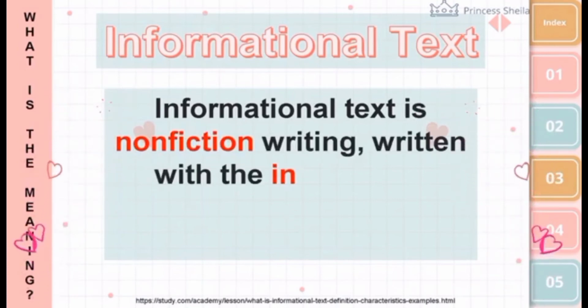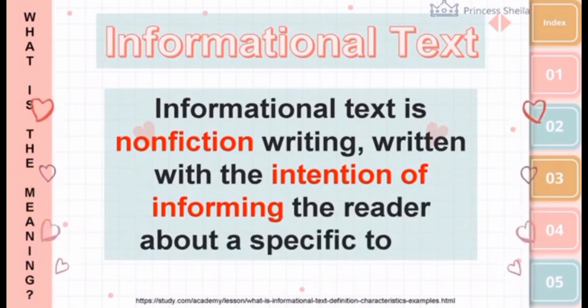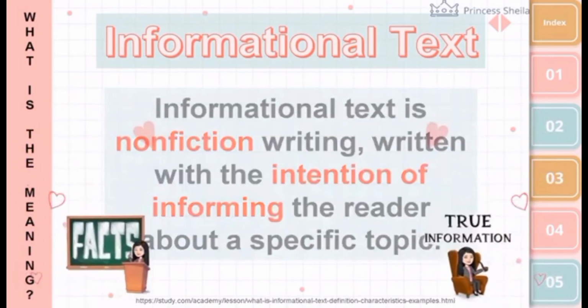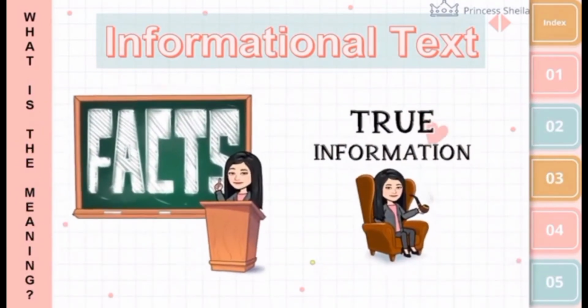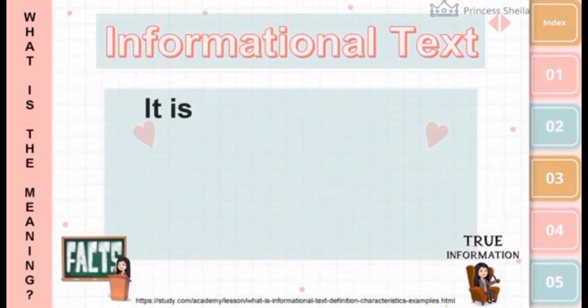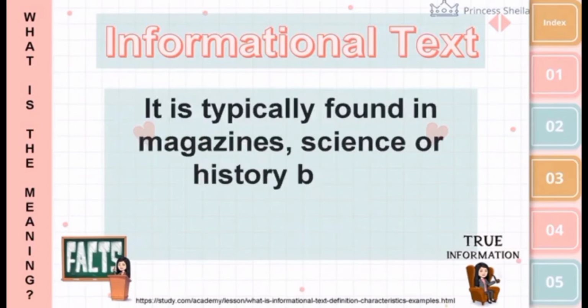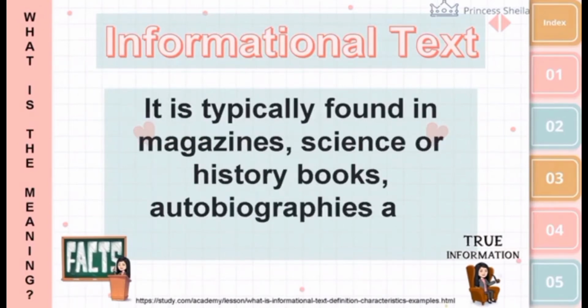Informational text is non-fiction writing, written with the intention of informing the reader about a specific topic. Informational text contains facts and true information. It is typically found in magazines, science or history books, autobiographies, and instruction manuals.